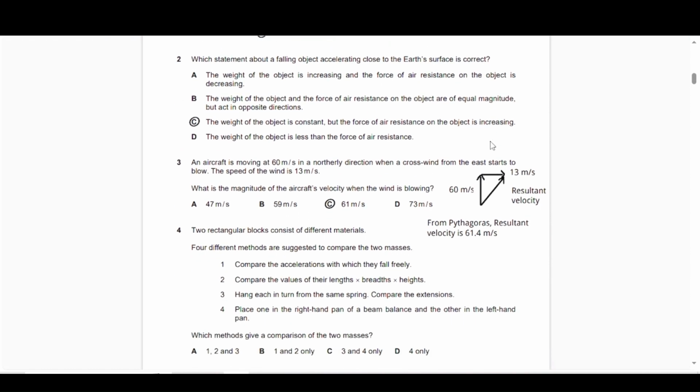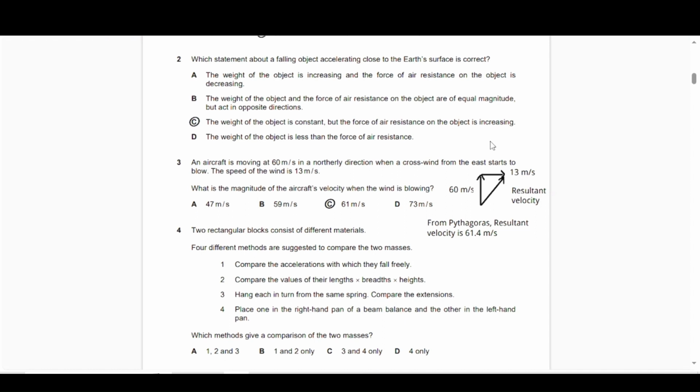So second question goes, which statement about a falling object accelerating close to the Earth's surface is correct? Okay, so you've got a falling object accelerating close to the Earth's surface. So this question is coupling chapter 3, and we will be looking at chapter 3 as well, where we will look at the content. But I have described what happens in chapter 2.